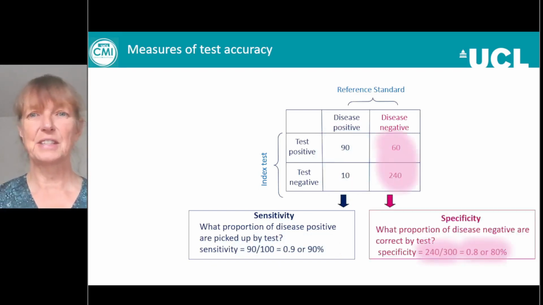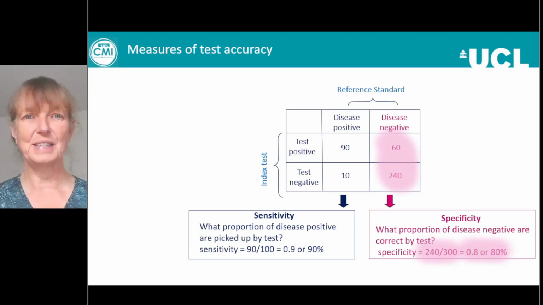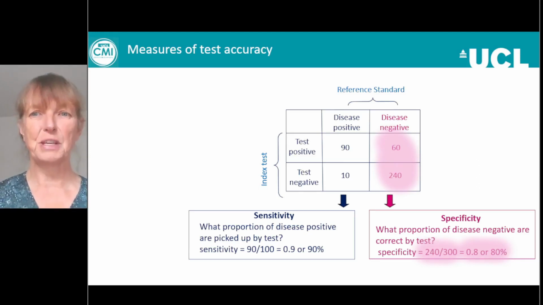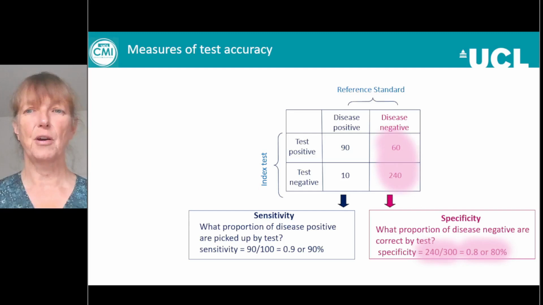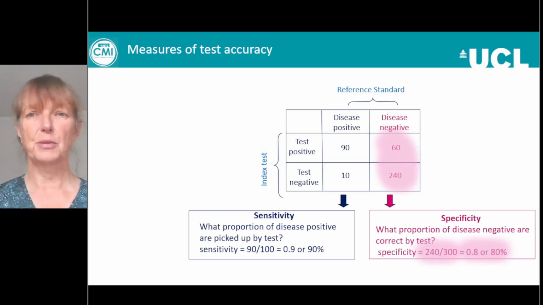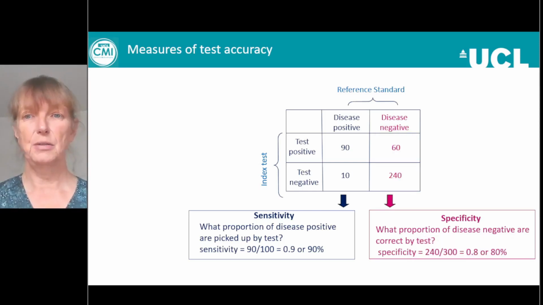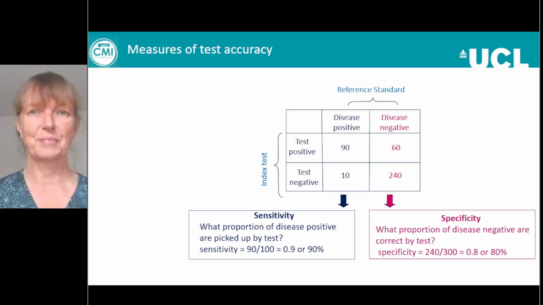Okay, and there's a second outcome, which is for the disease negative people, and that's called specificity, and what proportion of people, disease negative people, are correct with the test. So the ones that are correct with the test result are the ones who don't have a positive test, they have a test negative result, and the proportion of those that are negative, of the people without disease that are negative with the index test. So that's 240 over 300, which is 0.8 or 80%.